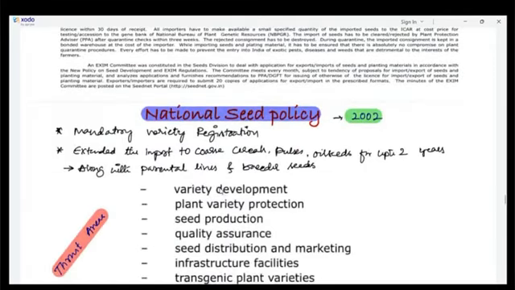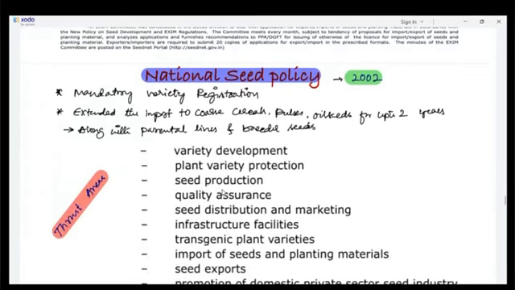So again, after this new policy on seed development, next we got a national seed policy. This is again the upgradation of the new policy on seed development, where more relaxation was given for imports. They extended the import to the core cereals, pulses, and oilseeds for up to 2 years. Along with the import of materials, the parental lines and breeder seeds were also allowed to be imported, so that from the next year farmers or seed producers from India can develop their own lines, their own seeds, by using these parental lines or breeder seeds.